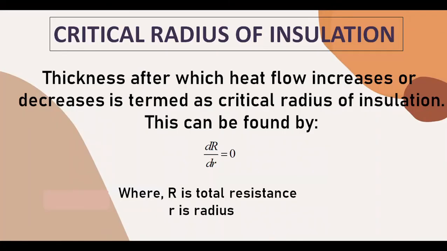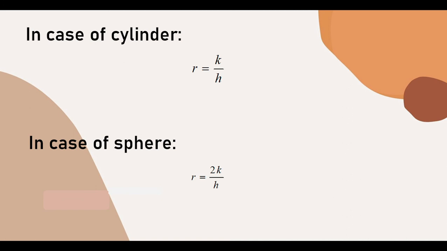Now understanding what the critical radius of insulation is. The thickness after which heat flow increases or decreases is termed the critical radius of insulation. We can find the critical radius of insulation by substituting dR/dr equals 0, where capital R is the total resistance and small r is the radius. In case of a cylinder, the critical radius of insulation is equal to k/h, whereas in case of a sphere, the critical radius of insulation is equal to 2k/h.